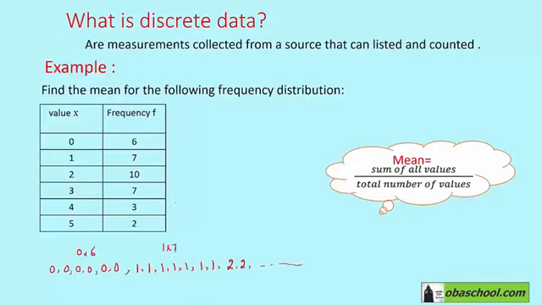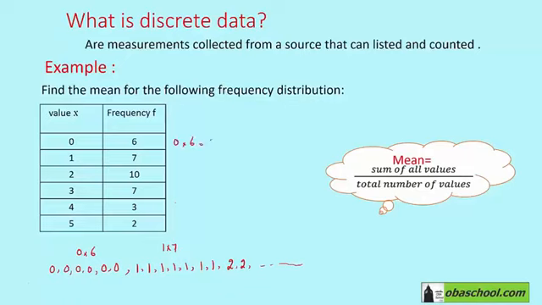So if we multiply 0 by 6, you would get those 6 zeros. And if we multiply 1 by 7, we would get those 7 ones. If we multiply the 2 by the 10, we would get those 10 twos, and so on. So this is basically what we're going to start by doing, and it's how you can come up with the sum of all the values.